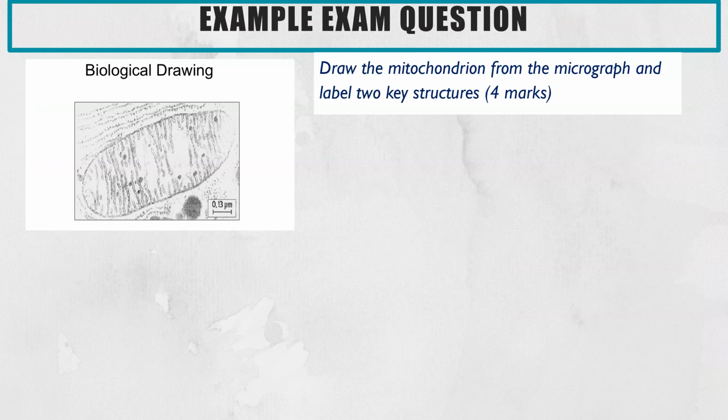Let's have a look at an example. So this is similar to an exam question that has previously come up. So you could be given a micrograph, which is an image from under the microscope, and be asked to draw what you've seen. So draw the mitochondrion from the micrograph and label 2 key structures. Now it's likely for this that 3 of the marks will be for the quality of your drawing, and only 1 of the marks will be for correctly labelling the 2 key structures.